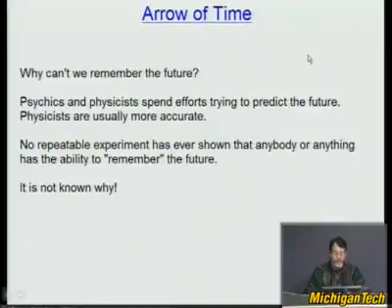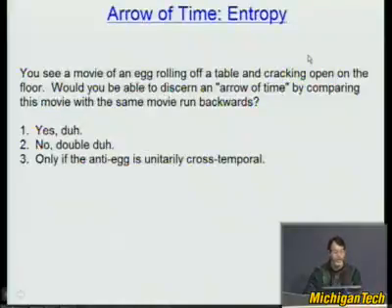No repeatable experiment has ever been shown that anyone or anything has the ability to remember the future. So there seems to be a strong barrier between the past and the future. So there seems to be a real arrow there, but we haven't uncovered it yet. It's not really known why, but pay attention. There might be some interesting thoughts here.